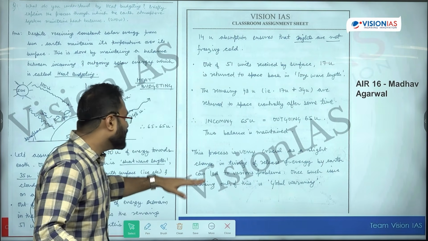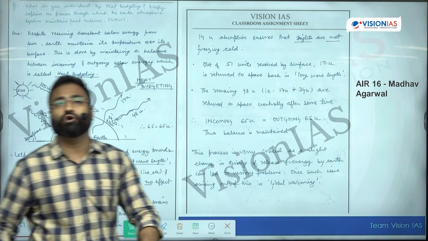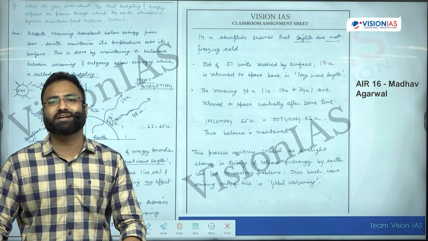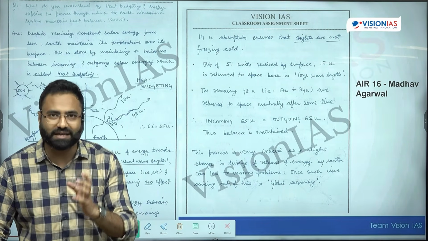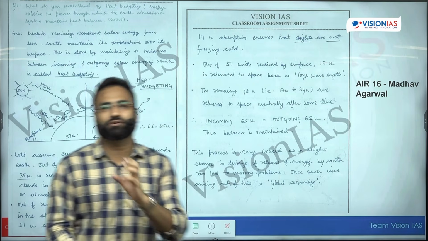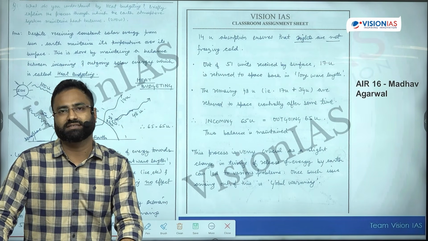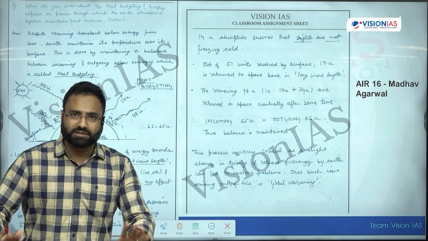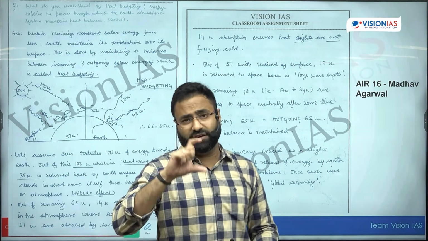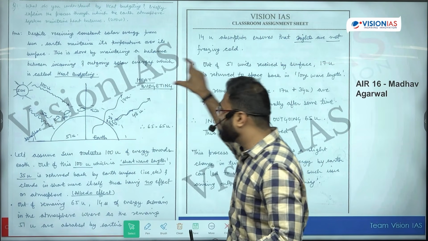One such issue arising out of this is global warming. So he had related it with the dynamic aspect, that why maintenance of the heat is important, or the heat budgeting is an important phenomenon for understanding. Is it clear? So this is about the structuring of the answer, where you are able to see the segregated aspects.